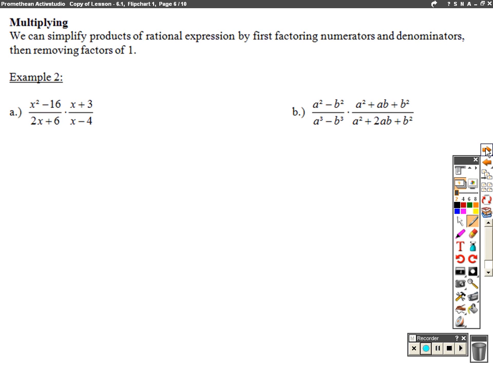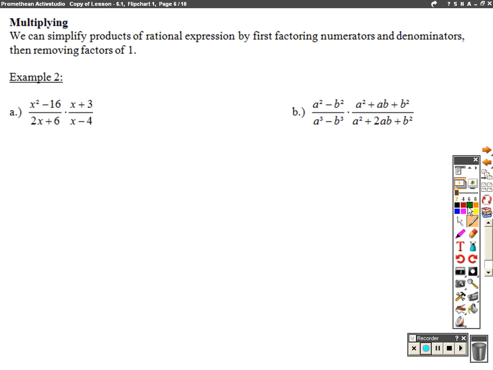Multiplying is the same idea. Since when you multiply fractions, you multiply straight across, you can really just write this as one rational expression and combine it to be one single rational expression if you wanted to look at it like that. So this is why you need to know how to factor.